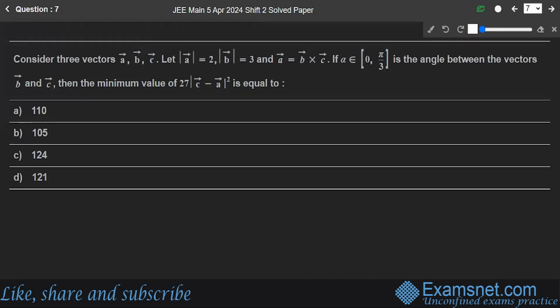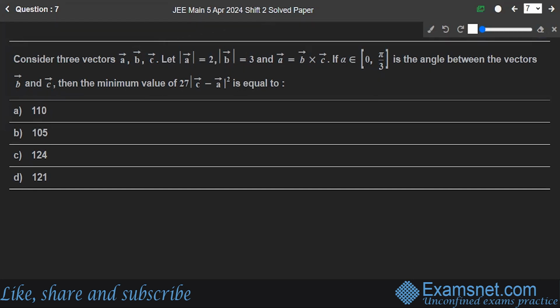Question number 7, consider three vectors A, B, C. Let the magnitude of A be 2, magnitude of B be 3, and A is equal to the cross product of B and C vector. Where alpha, if alpha lies between 0 to pi by 3, that is 0 to 60 degrees, this is the angle between B and C vectors. Then the minimum value for this expression is equal to.